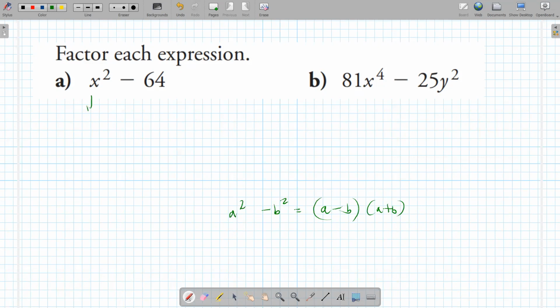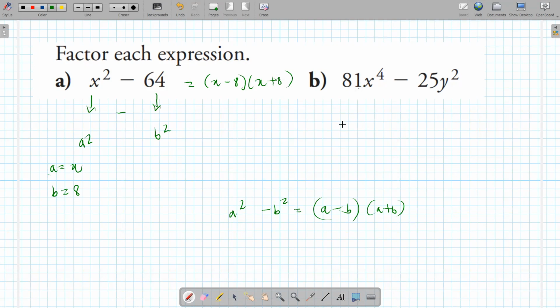So compare this with a squared. Compare this with b squared. If a squared is x squared, what's a? X. If b squared is 64, what's b? 8. Now you just follow that formula. So a squared minus b squared becomes a, which is x, minus b, so 8, and it becomes x plus 8. And that's it. That's the end of the question. It's just a one-step thing.